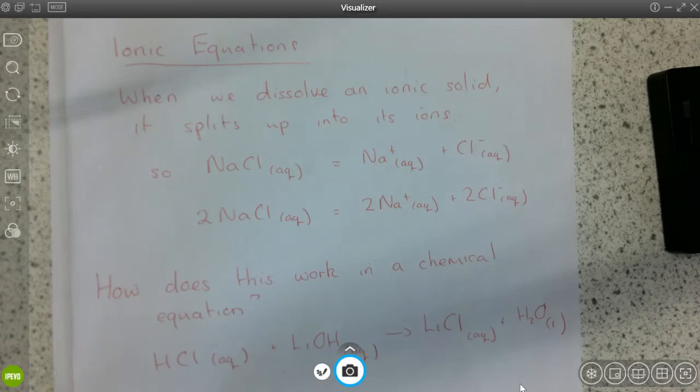Welcome to the video for C3.1.5 where we're going to look at ionic equations. Last lesson we looked at chemical equations and we looked at the state symbols. So this is a combination of that and remembering our ionic compounds.